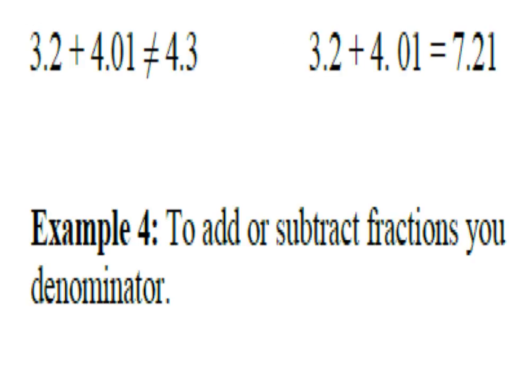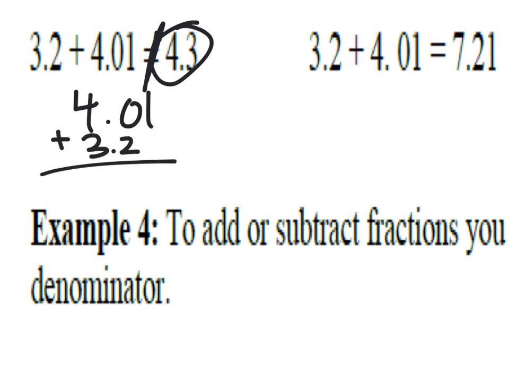Alright, so on this one, right up in here, 3.2 plus 4.01 equals 4.3. I mean, that's false. I don't even really know how they got 4.3. But here's a common mistake, though, right? We see 4.01 plus 3.2, and then we get, I don't know, 7.3.